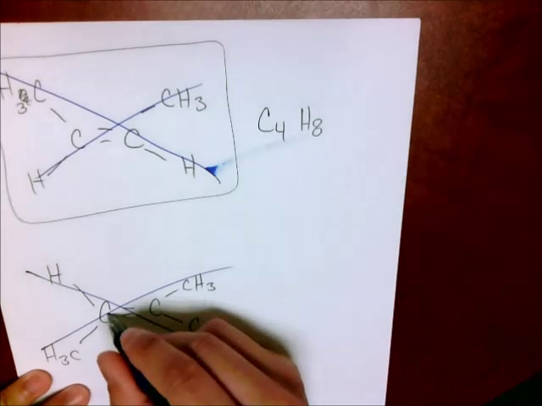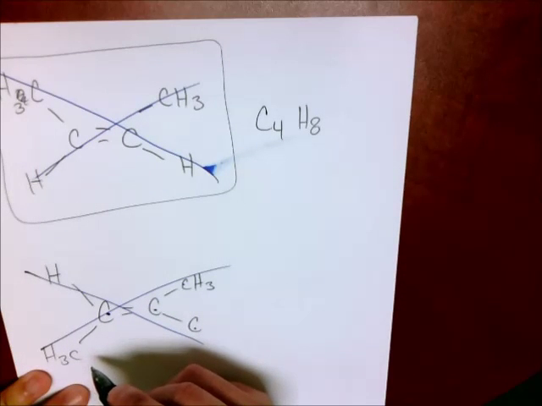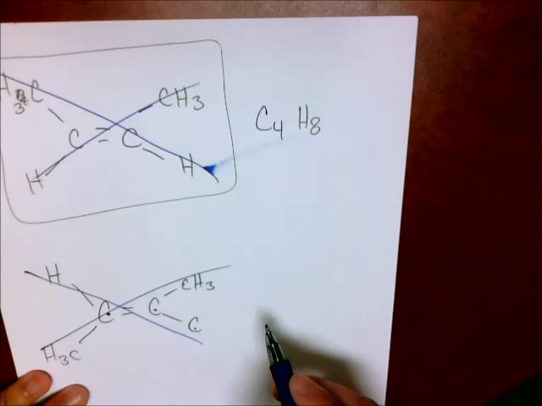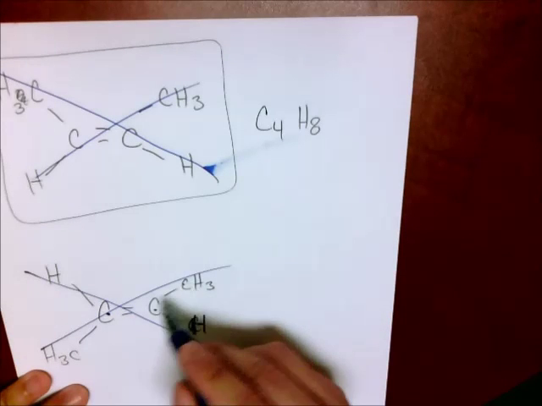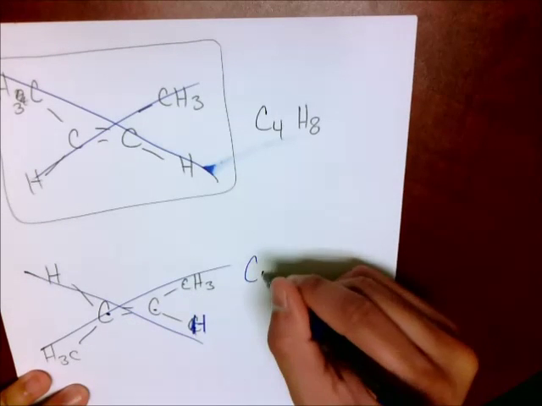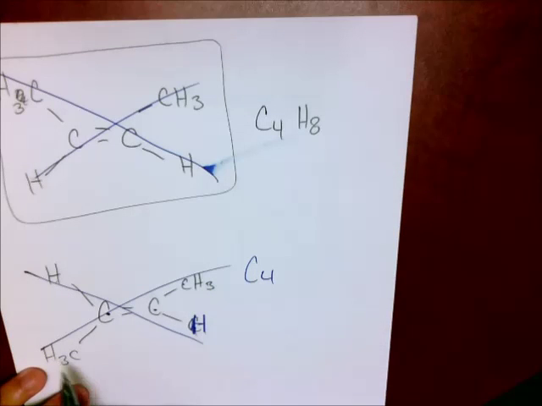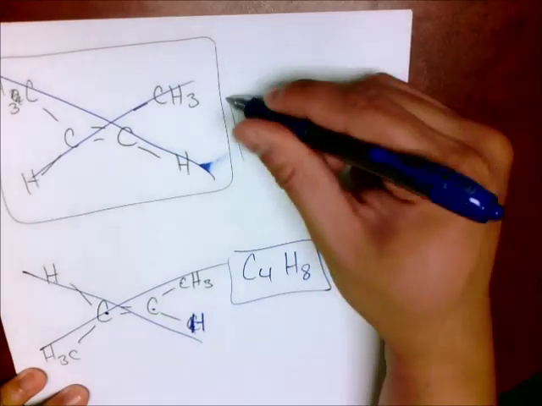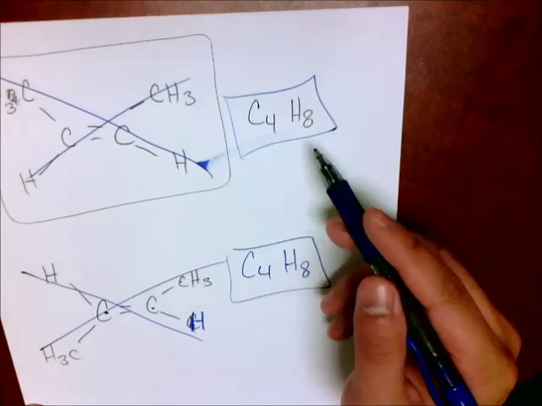Okay? It's still 1, 2, 3, 4 C's. Did I miscount? Oh, my bad. This is supposed to be an H. I just miswrote it. But it's still 4 C's, and then still 8 H's. So it's not like the formulas change. Just like with a structural isomer, remember that's a big deal. The actual formula doesn't change.